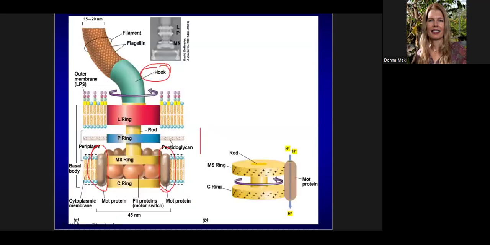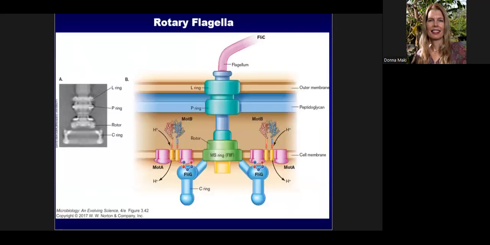But anyway, so maybe it's MOT proteins, which are part of the motor idea. Okay, and the flea proteins there are the motor switch, which change the direction. I think this is from the current edition of the textbook, which is also correct. It's just a slightly different drawing, but it's got pretty much everything there, a little bit updated.